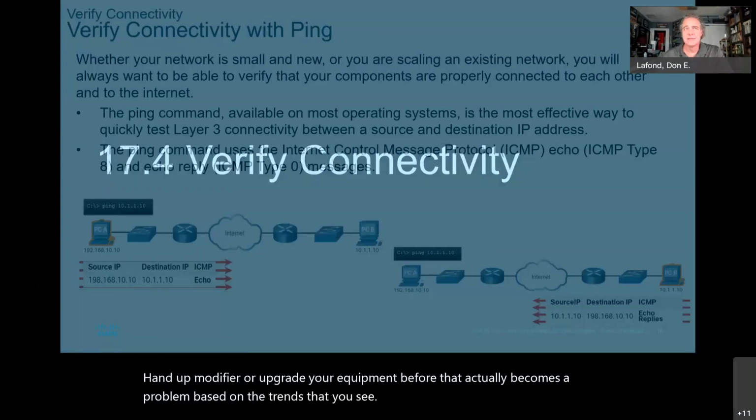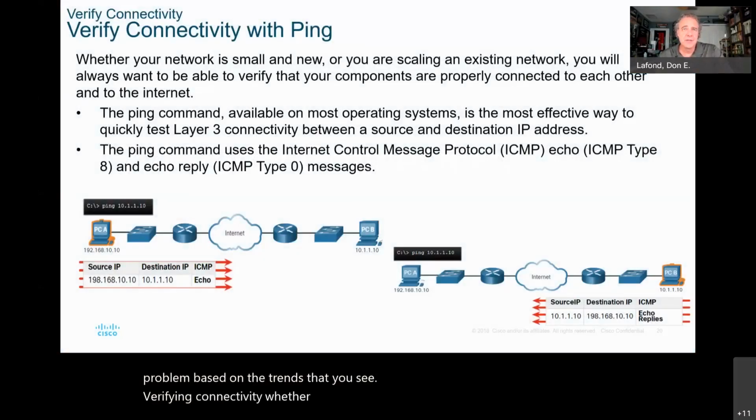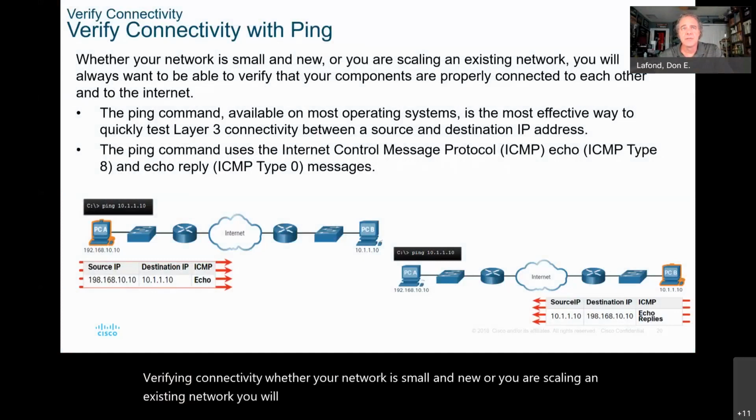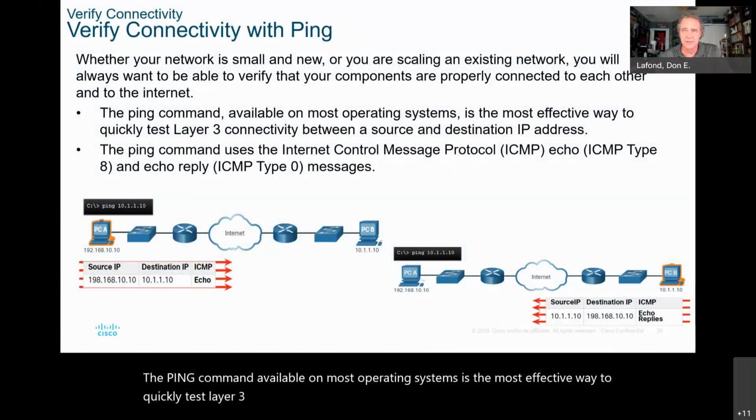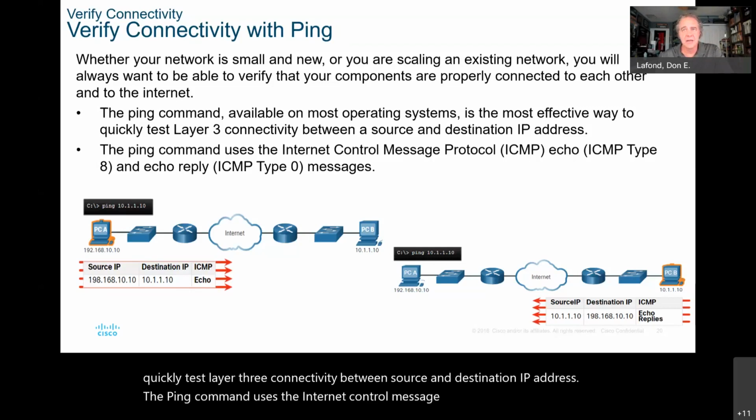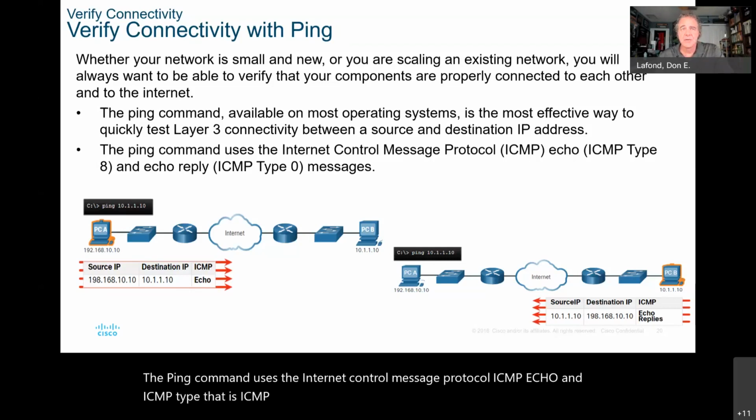Verifying connectivity. Whether your network is small and new, or you are scaling an existing network, you will always want to be able to verify that your components are properly connected to each other and the internet. The ping command, available on most operating systems, is the most effective way to quickly test layer 3 connectivity between source and destination IP address. The ping command uses the Internet Control Message Protocol, ICMP Echo, ICMP type 8, and Echo Reply, ICMP type 0 messages.